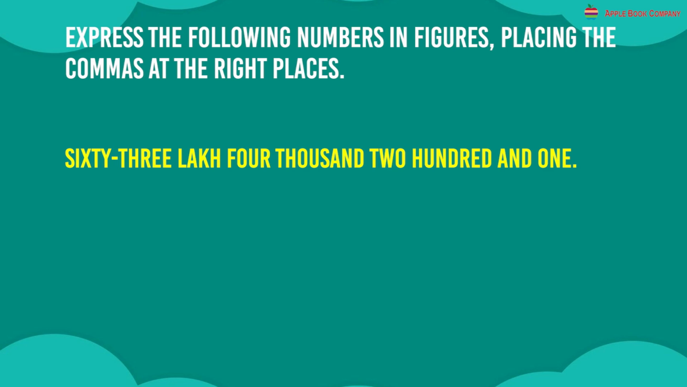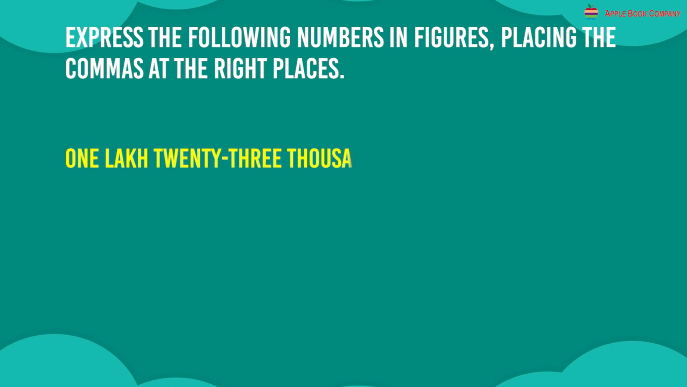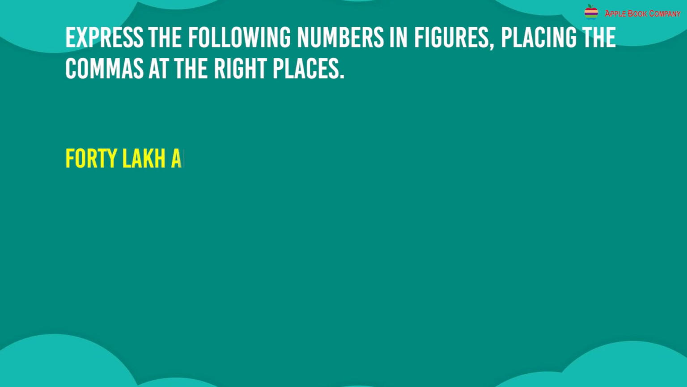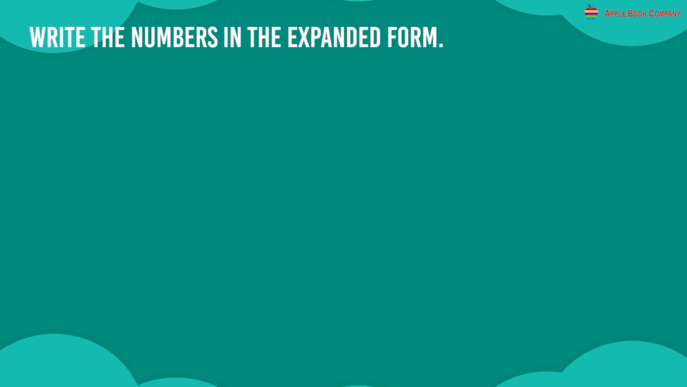63,04,201 can be written as 63,04,201. 1,23,502 can be written as 1,23,502. 40 lakh and 40 can be written as 40,00,040. Write the numbers in expanded form.